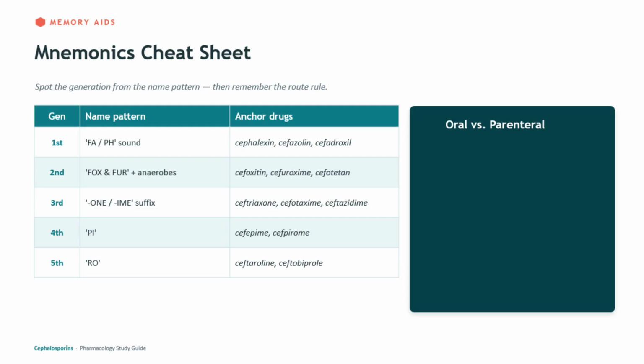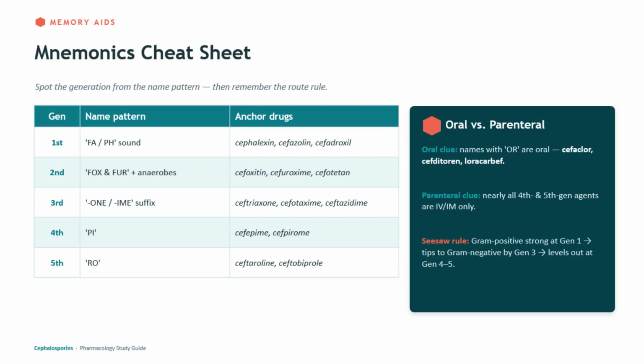Let's pause here and pull all of those memory aids together, because this single slide is your exam survival kit. Run down the generations by name pattern. 1st gen is the FA or PH sound. 2nd gen is FOX and FUR plus the anaerobes. 3rd gen is the ONIM or IME suffix. 4th gen is PI. And 5th gen is RO.